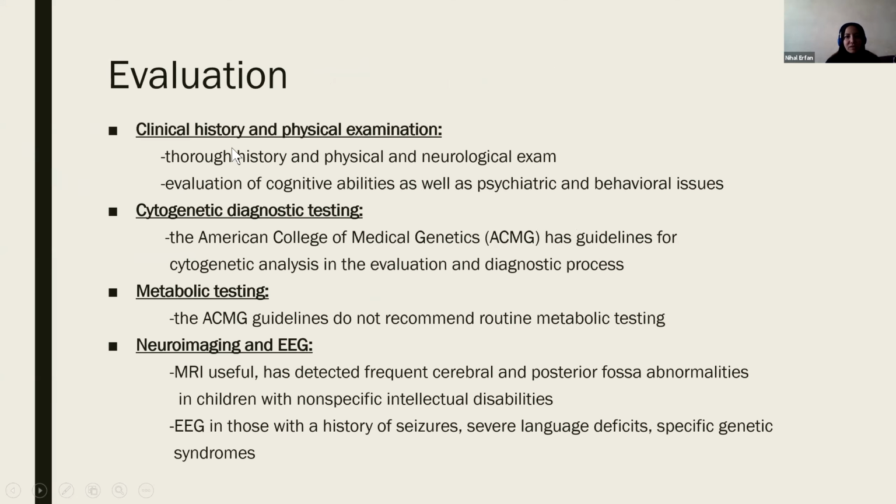How do you evaluate? The clinical history is beyond essential, cytogenetic diagnostic testing, metabolic testing, and then neuroimaging. So it's very comprehensive, all right? Using MRIs and EEGs, depending on what you're looking for, but the psychological assessment, the IQ assessment, is part of your history and physical exam. You must get an assessment or evaluation of their cognition.